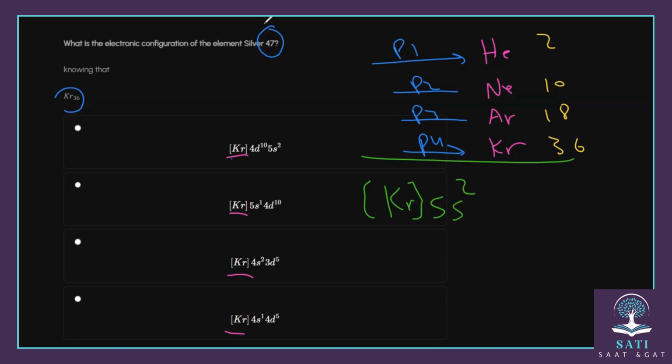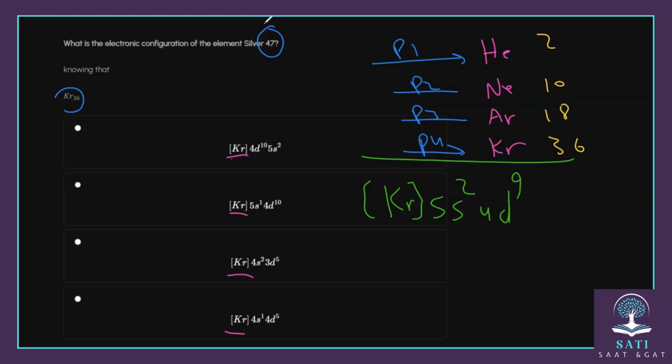How many electrons are used now? 36 and 2, so that means 38 are used. How many electrons are left now? 9 electrons. As we remember, what comes after 5s in the order from left to right of the periodic table? What comes after 5s is 4d. And 4d can be filled by 10, but you don't have 10 electrons left. What is left is only 9 electrons. So that means now 9.